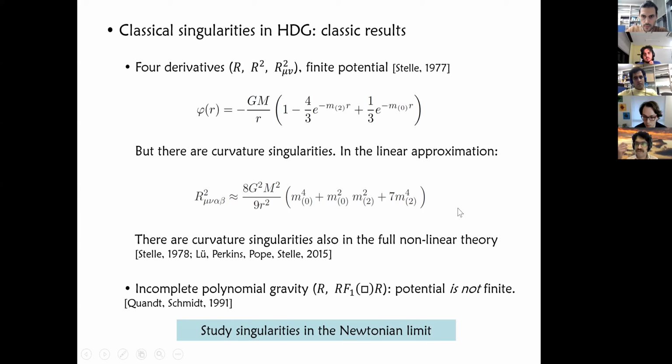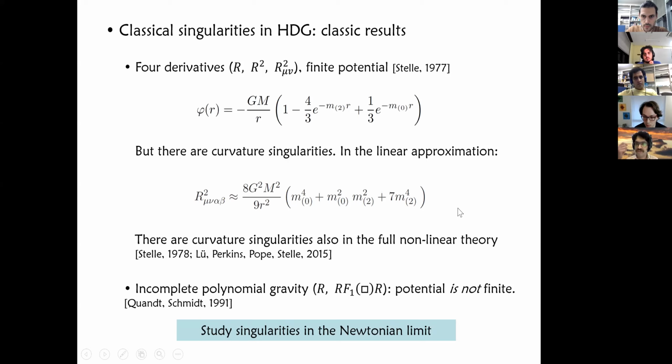Here is the Weyl tensor. This is just a basis. You can choose other bases; it's equivalent. If these functions here are polynomials, you have a local higher derivative gravity. If they are non-polynomial functions, you have non-local higher derivative gravity.